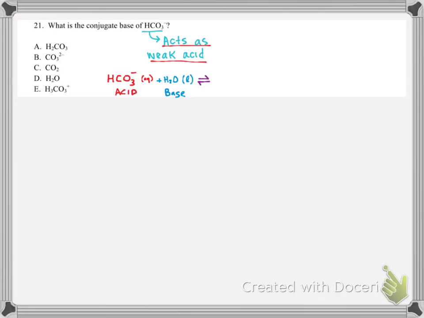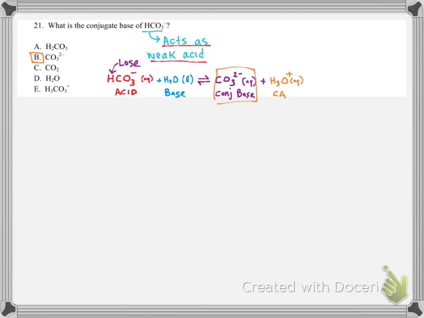Remember, the acid is going to lose a proton, and the base is going to gain a proton. So what we're going to be left with is CO3 2-. That's going to be our conjugate base, which is what we're looking for here. And hydronium, H3O+, is our conjugate acid. Okay? So our answer is this ion, carbonate, CO3 2-.